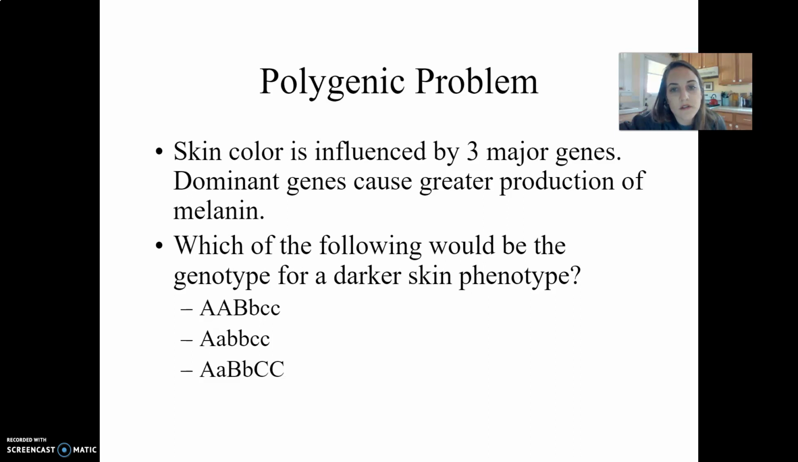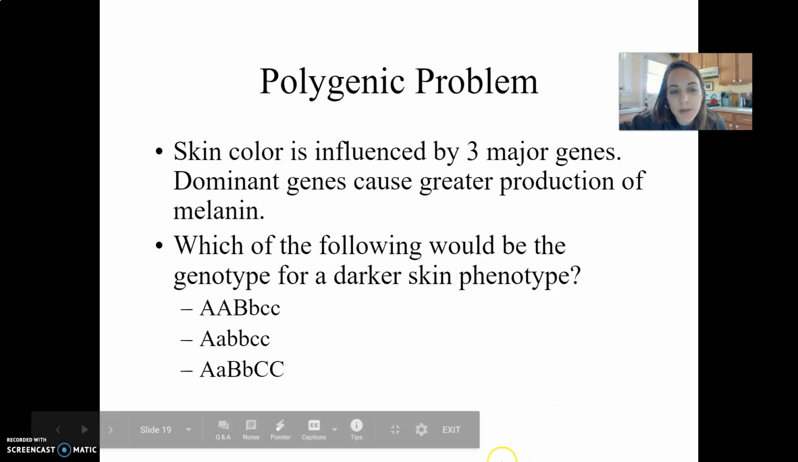Skin color is influenced by 3 major genes. Dominant genes cause greater production of melanin. Which of the following would be the genotype for a darker skin phenotype? You would count up the capital letters. The more dominance, the darker the skin. So the first one has 1, 2, 3 capitals. Second one has 1. Last one has 1, 2, 3, 4. So the darkest skin shade would be this person with the most dominant alleles here at the bottom.